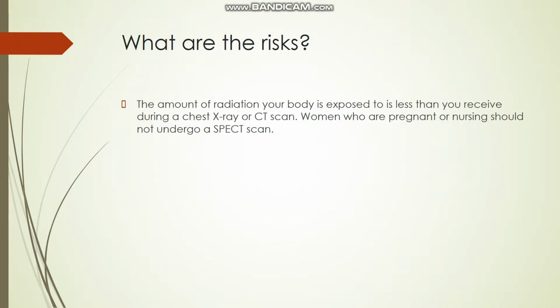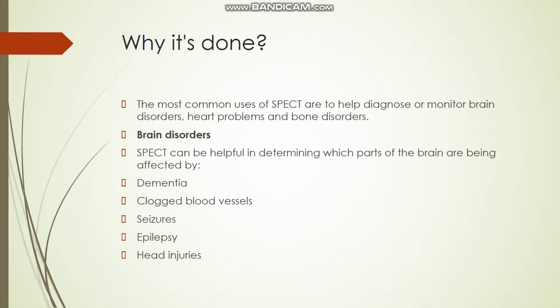What are the risks? The amount of radiation your body is exposed to is less than you receive during a chest X-ray or CT scan. Women who are pregnant or nursing should not undergo a SPECT scan. Why is it done? The most common uses of SPECT are to help diagnose or monitor brain disorders, heart problems, and bone disorders. SPECT can be helpful to determine which parts of the brain are being affected by dementia, clogged blood vessels, seizures, epilepsy, and head injuries.